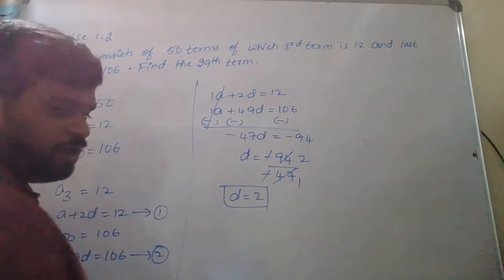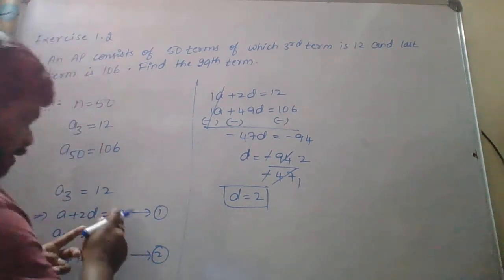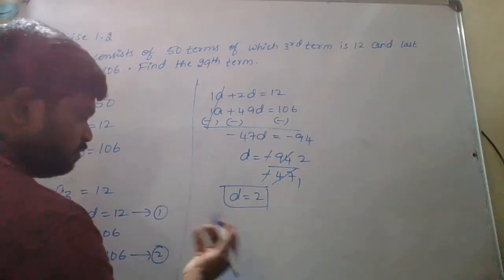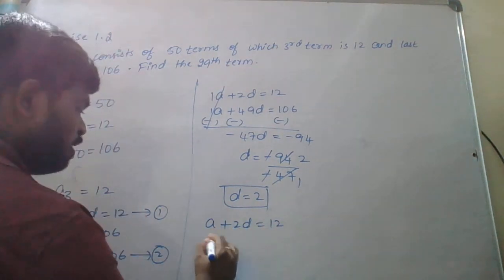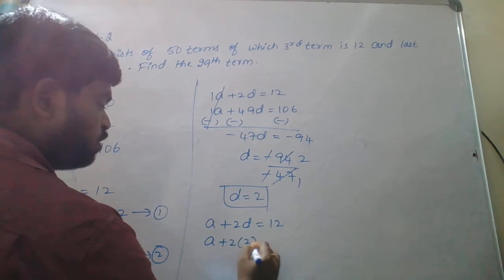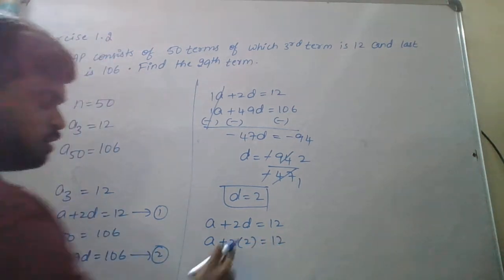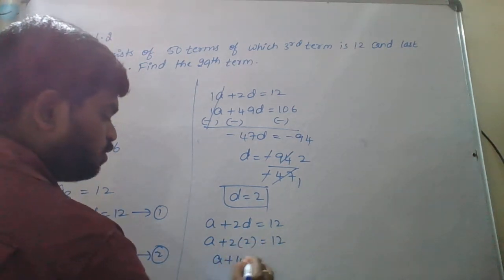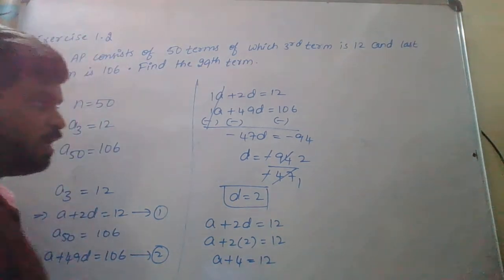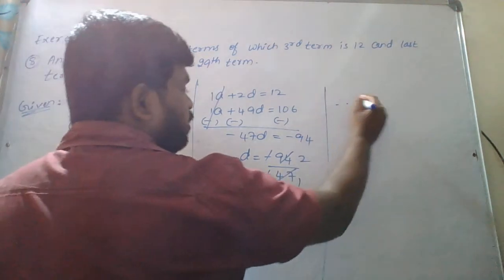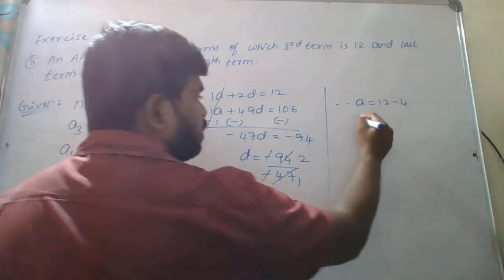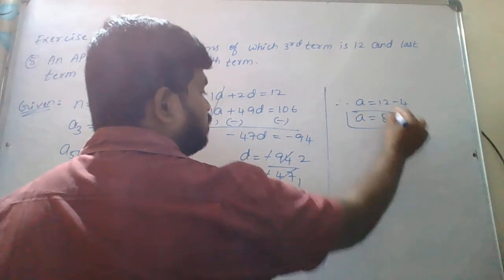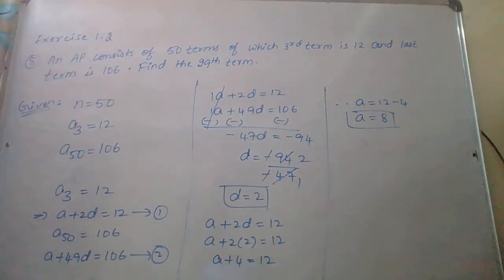Next, once we get the value of D, what should we do? Take any one of them. First one or second one. Let's take the first equation. A plus 2D is equal to 12. A plus 2, D is also 2, equals 12. So 2 2s are 4. A plus 4 is equal to 12. Therefore, A will be equal to 12 minus 4. Plus 4 to the other side. Therefore, A is equal to 8. You got the value of A and D.